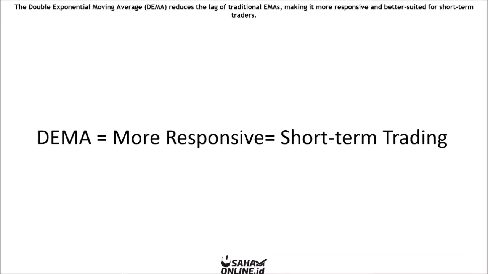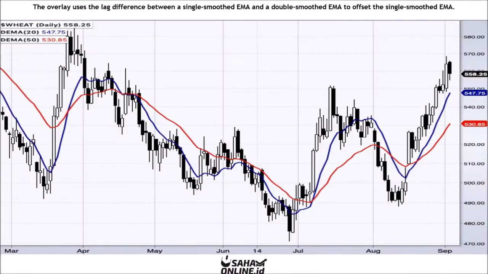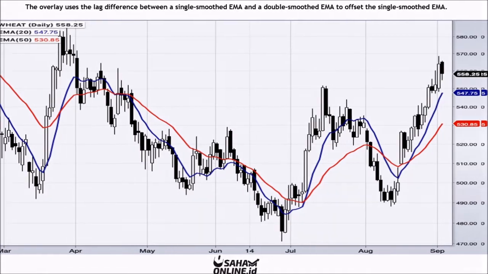The double exponential moving average, or DEMA, reduces the lag of traditional EMAs, making it more responsive and better suited for short-term traders. DEMA was developed by Patrick Mulloy and introduced in the January 1994 issue of Technical Analysis of Stocks and Commodities magazine. The overlay uses the lag difference between a single smoothed EMA and a double smoothed EMA to offset the single smoothed EMA.